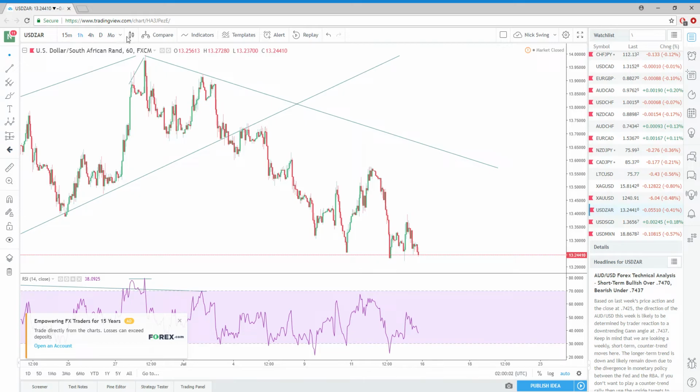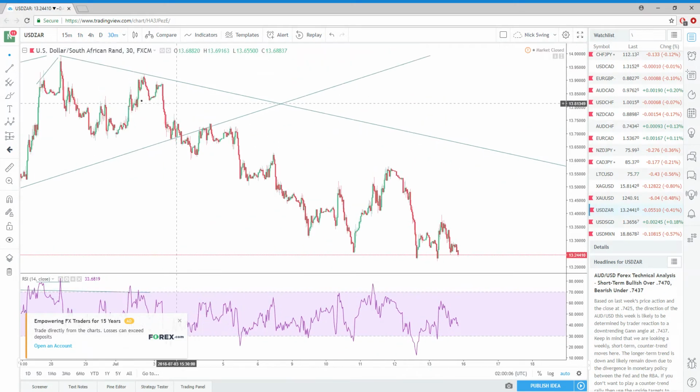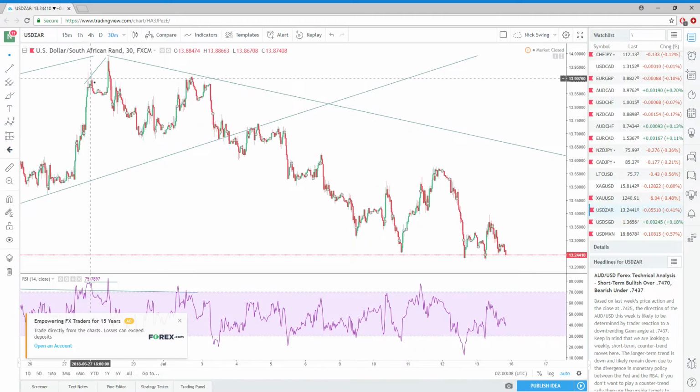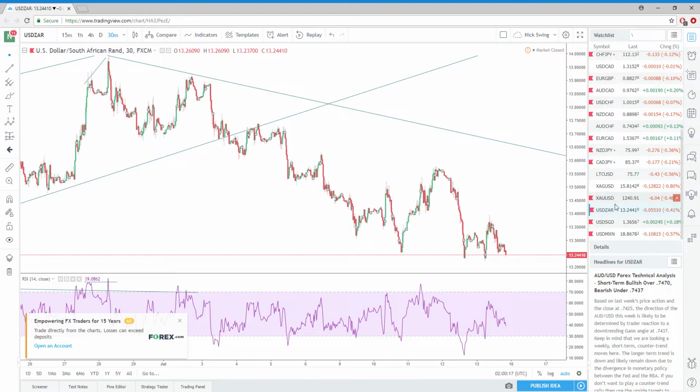And it was also a nice one on minute 30. Let me show you guys. Minute 30 as well. See, perfect on minute 30 as well. Big fast candle, but price all the way up, and it's flat on the RSI. So that was a perfect entry on the USD ZAR.